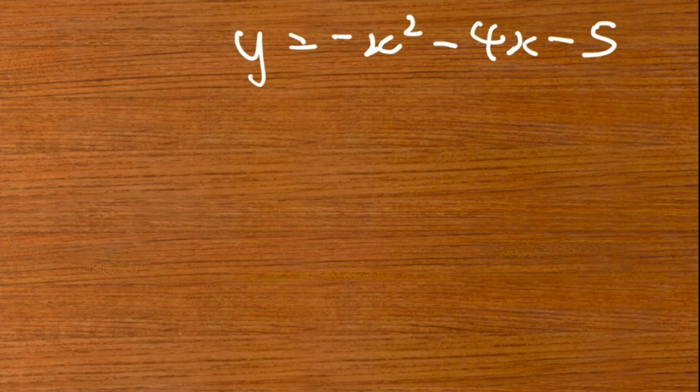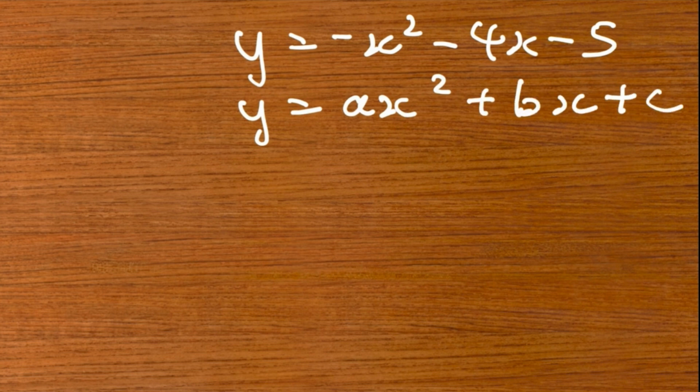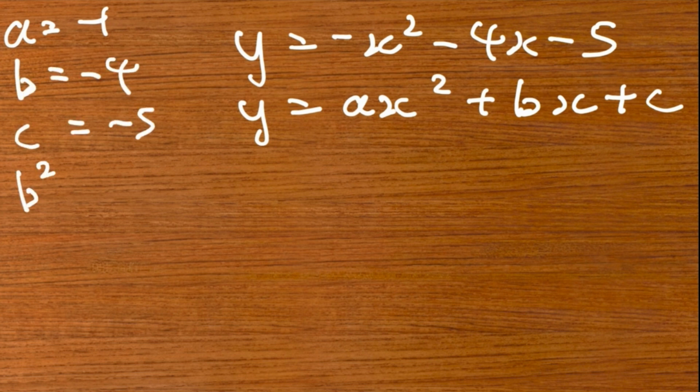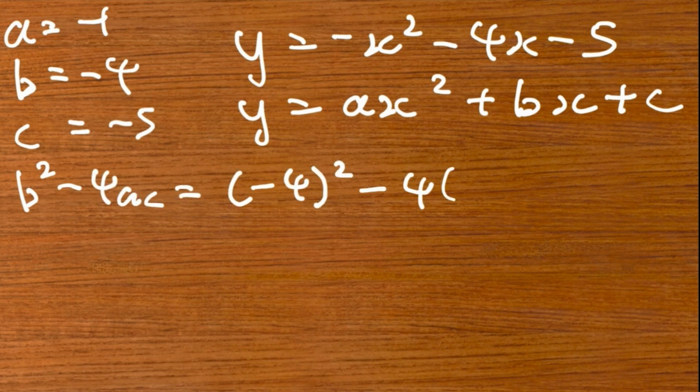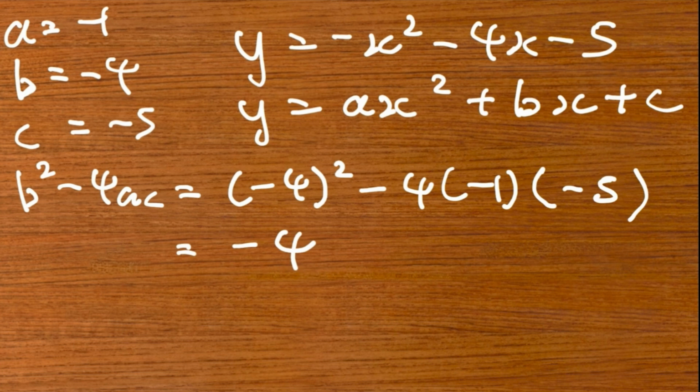Now we move on to our last example, where the graph is inverted and there are no roots. For this, we have this equation here: y equals -x squared minus 4x minus 5. We are going to compare it with the standard form again. We can see that a is equal to -1, b is equal to -4, and c is equal to -5. Doing a quick check using our discriminant b squared minus 4ac, we get -4. So because the discriminant is negative, there are no roots.